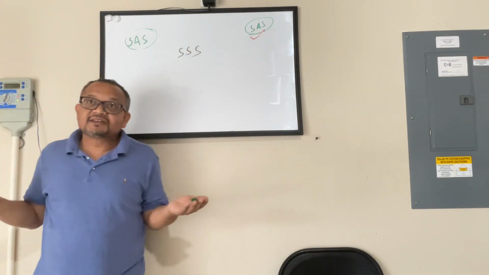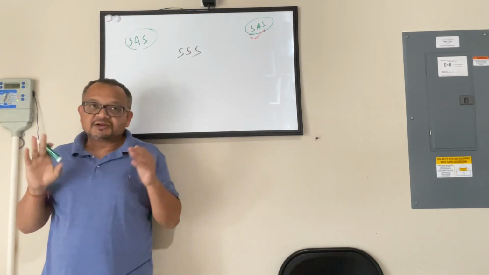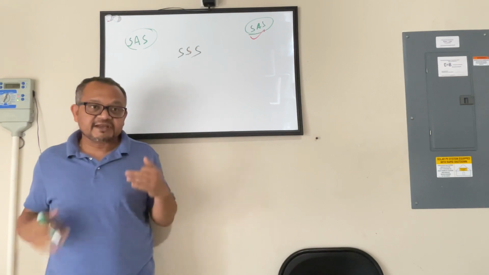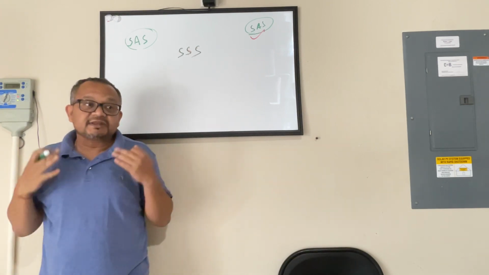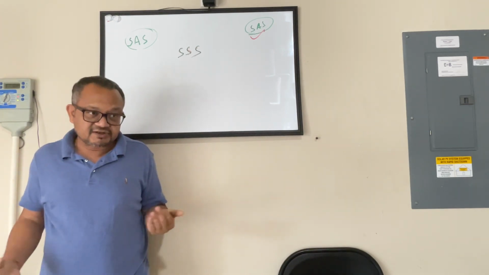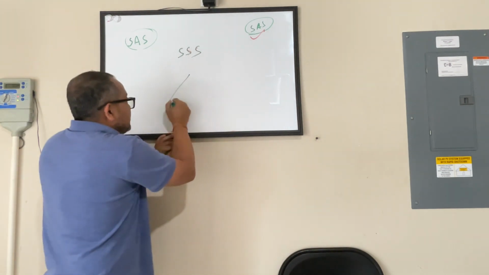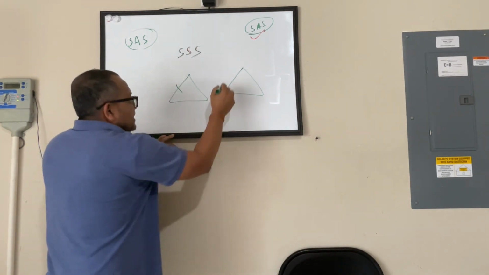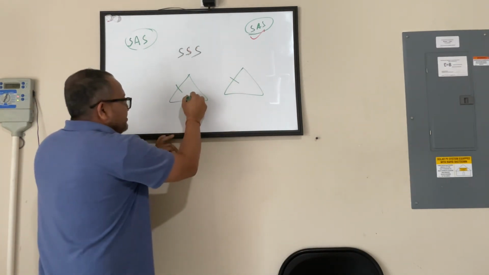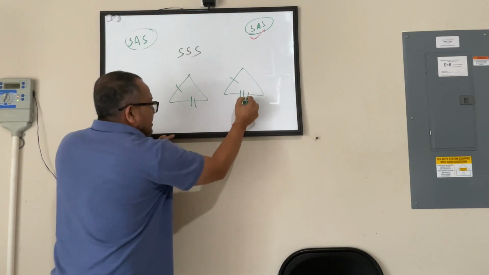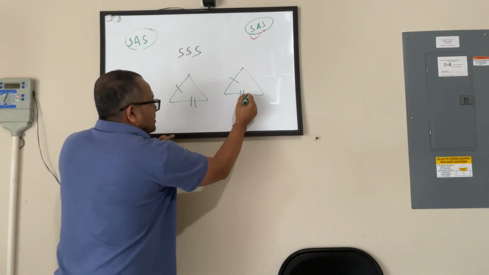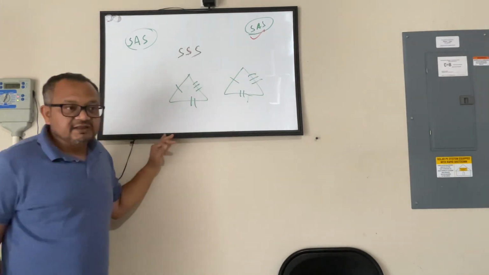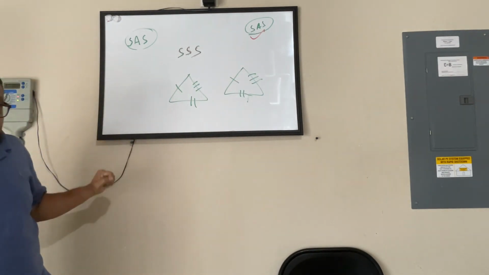How you can describe this theorem is, there are two triangles, they are supposed to be congruent, or exact replicas of each other, if the three sides are matching with each other. Meaning, if I have two triangles where side A is matching with side A, side B is matching with side B, and side C is matching with side C, they are congruent. That's what this theorem says.